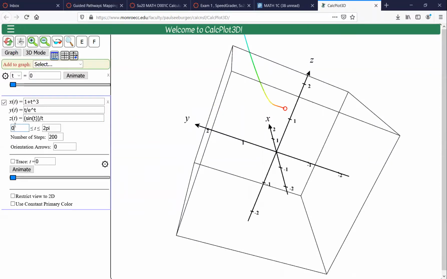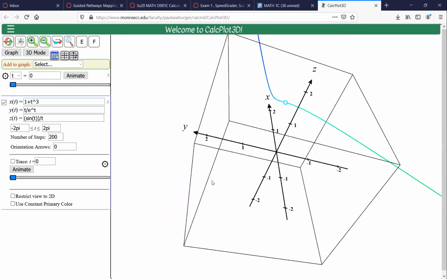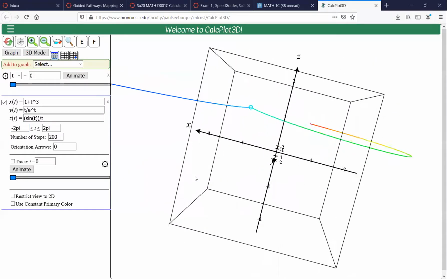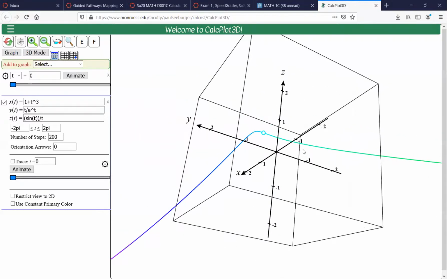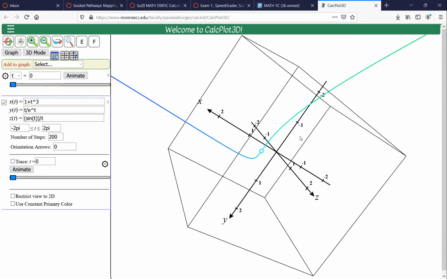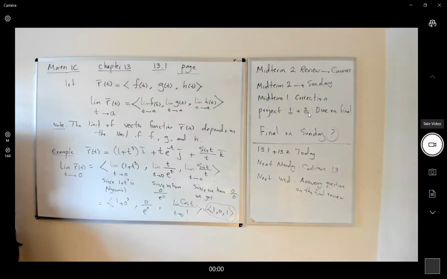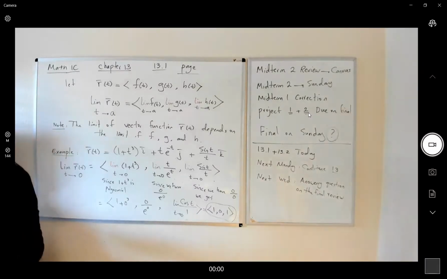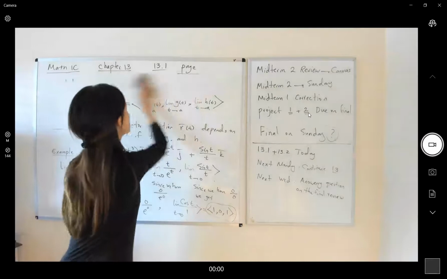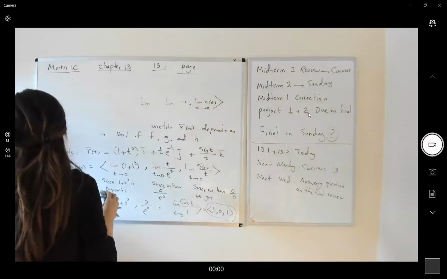For the vector function, let us just use negative 2 pi. Perfect. So we are expanding the domain. There you go. Let's see what we have. So we are still on page 2.